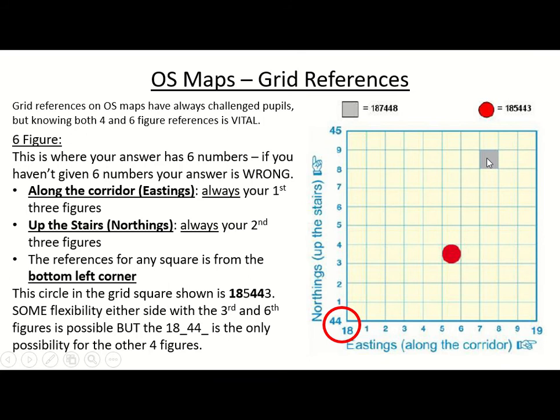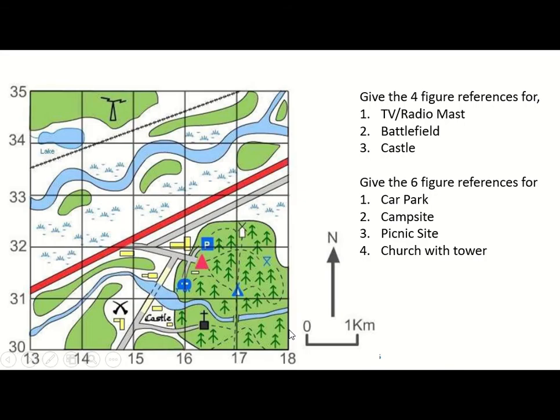And again, the same applies to the grey square here. 187 or 188 for the first three digits, and 448 or 449 for the second three digits would be absolutely fine as well. But the thing is, they must always start with 18 something and then 44 something. So they are basically the same as the four-figure reference, just with an extra little digit added in. Okay, hopefully that's helped you with six-figure references, and I would really urge you to spend time to make sure you fully understand that and practice it as well, using a proper OS map where you won't have these little numbers to help you.